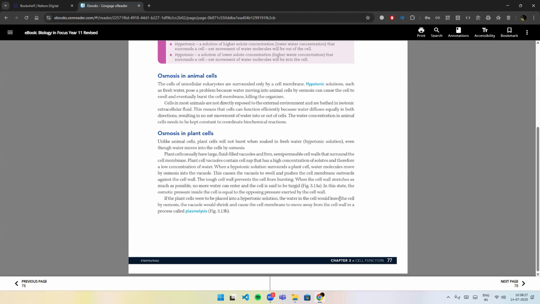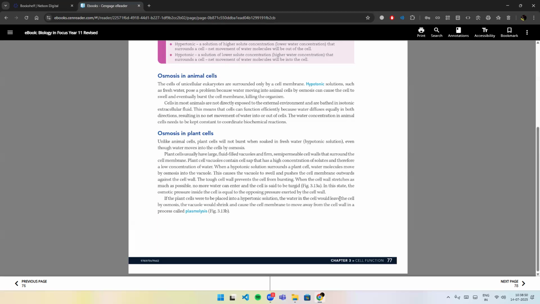Cells in most animals are not directly exposed to the external environment and are bathed in isotonic extracellular fluid. This means that cells can function efficiently because water diffuses equally in both directions, resulting in no net movement of water into and out of cells. The water concentration in animal cells needs to be kept constant to coordinate biochemical reactions.